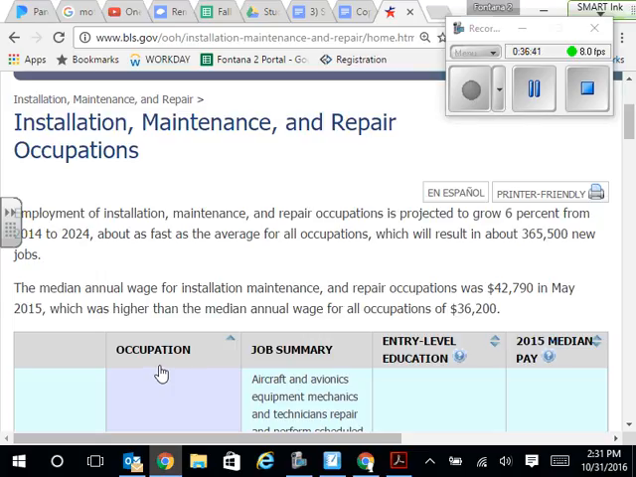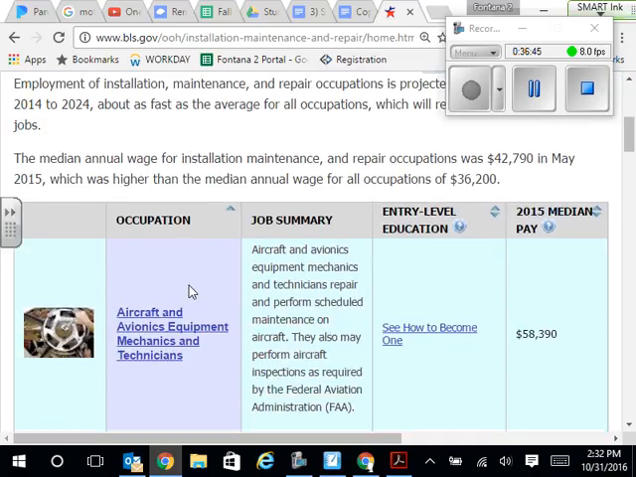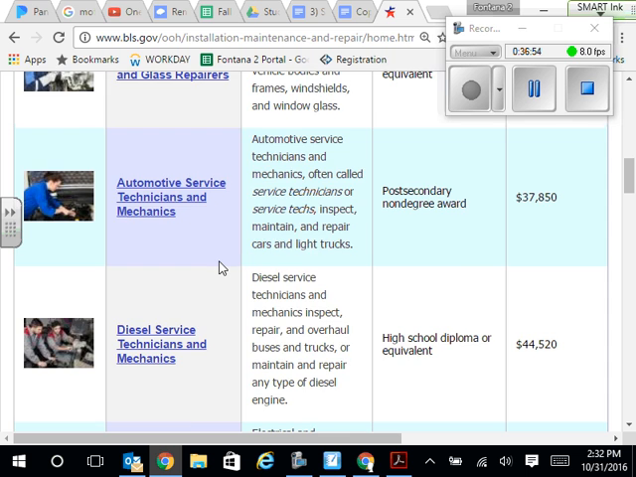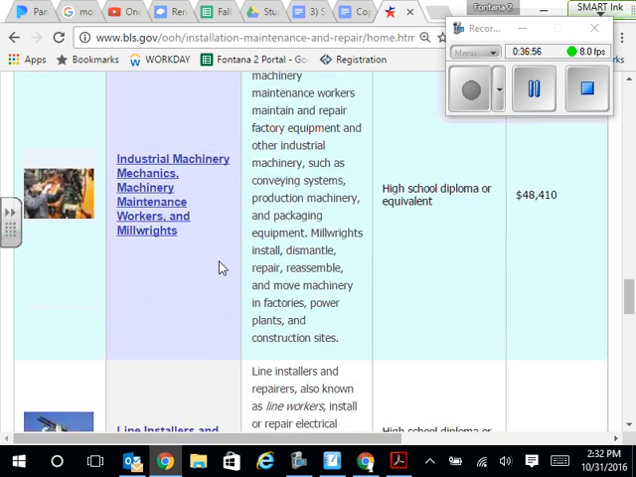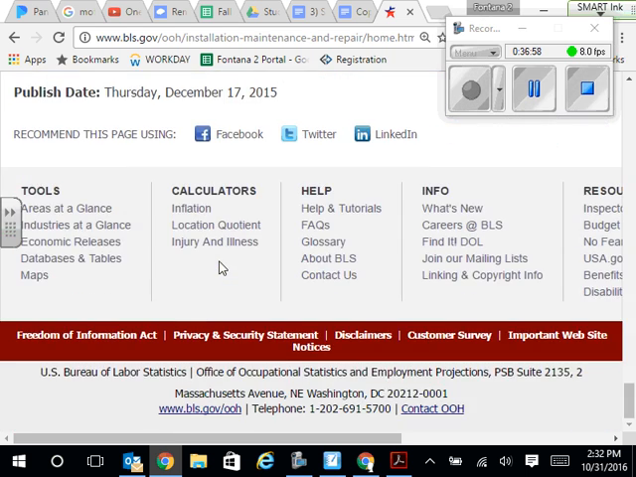Let's see, data tools. Top picks. Series report. Maps. At this point, we'll pause the videos since we're doing what you would do if you're trying to find information, looking it up.